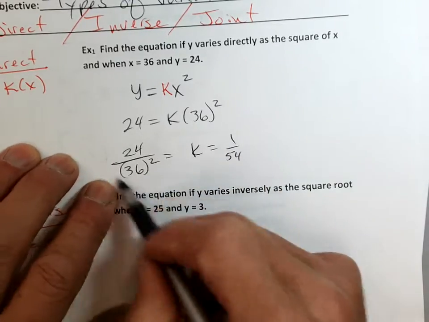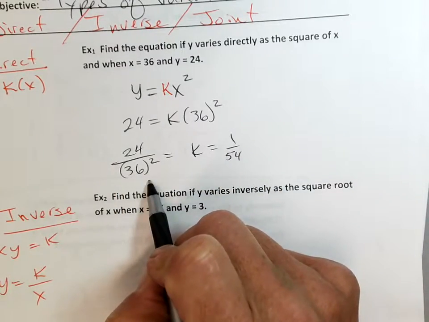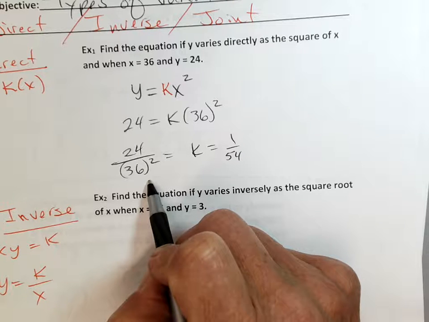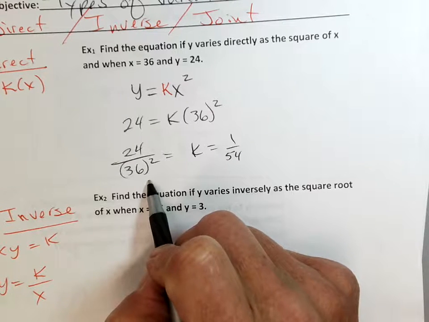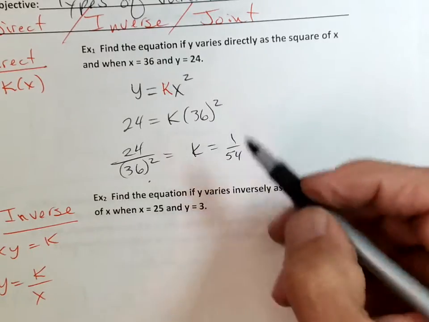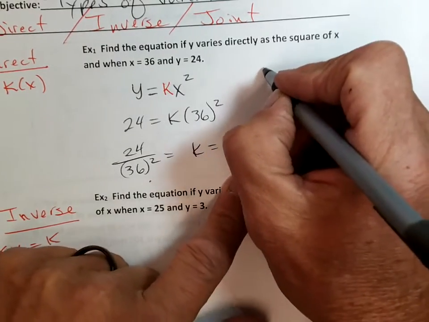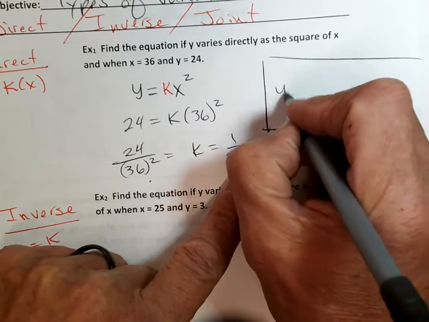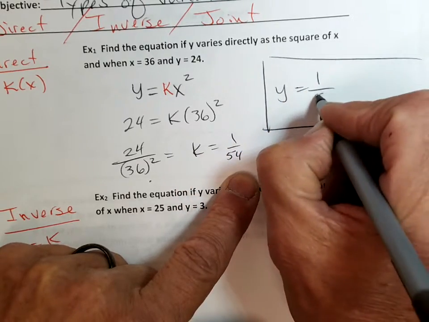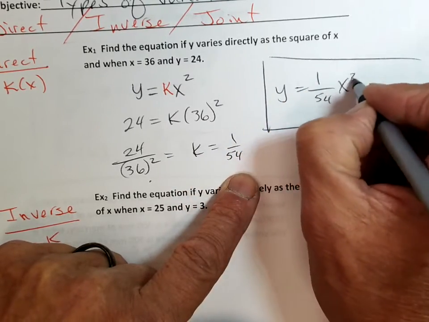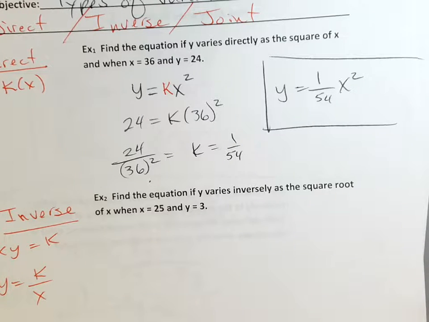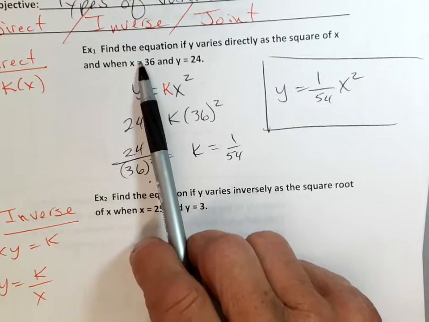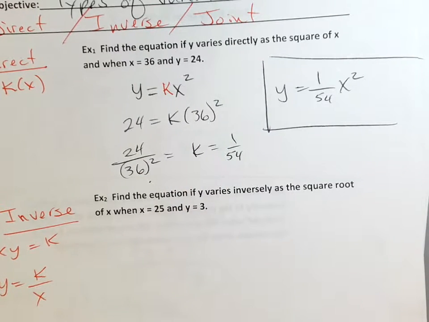And so I could have reduced this with you. Do you notice I didn't? I'm tired. I thought, let's let technology do it, right? I could have actually reduced it to 1/54, but this is most switch. So my answer is y equals 1/54 x squared. That's the equation of a direct variation of x squared when x is 36 and y is 24. Thumbs up? I really think you're going to see this is a pretty easy lesson today, okay? Okay, example 2.